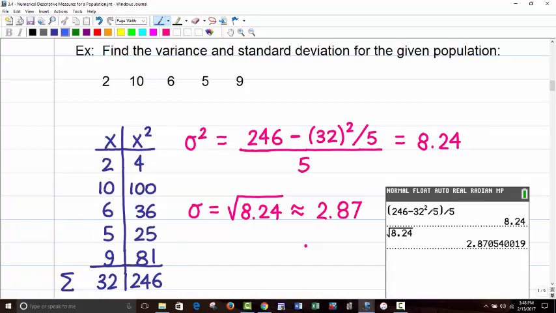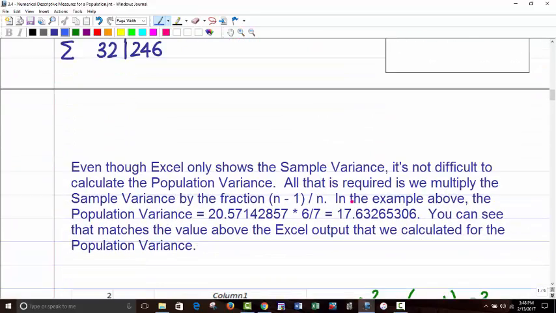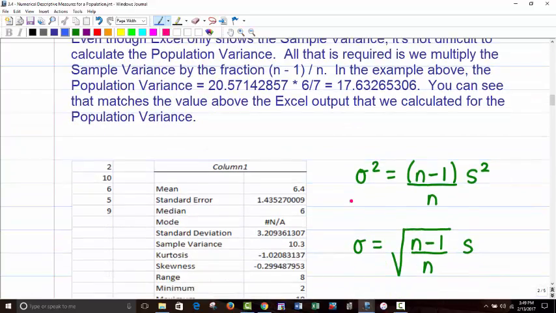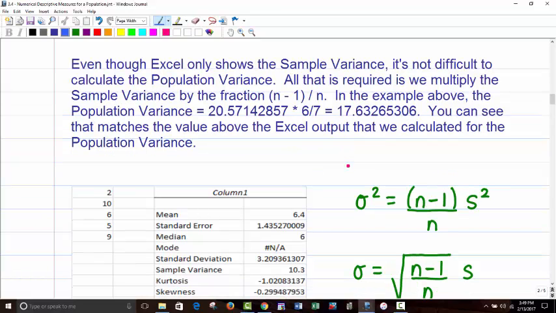All right. Now, if you were using a calculator and you wanted to try to use sort of the same thing with Excel also, Excel, well, the calculator, they don't give population variance.